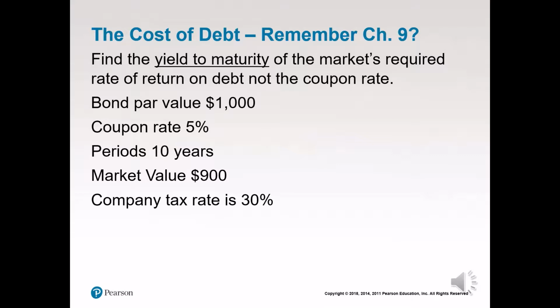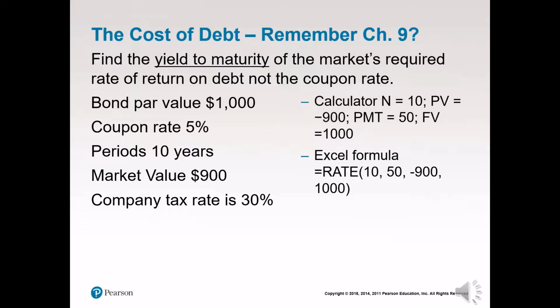Remember that you have different elements. The components of figuring out this problem are the bond par value, that's our future value. The coupon rate tells us our interest payment, so a 5% coupon rate gives us a $50 interest payment. The period is 10 years for this particular bond. The market value, the cost is $900, that is the present value, and the company's tax rate is 30%.